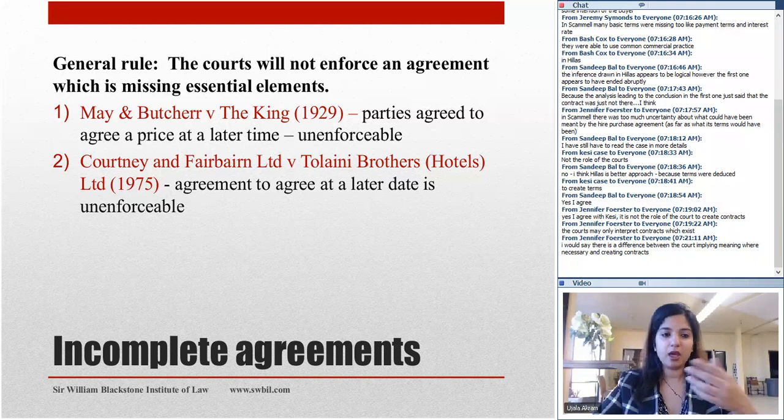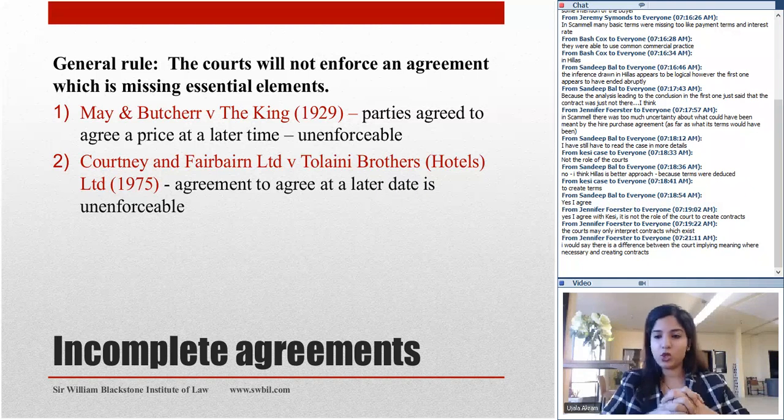The principle in May and Butcher versus the King that we just discussed is that an agreement to agree is unenforceable, and it was reaffirmed by Lord Denning in the next case that you see on the slide, which is Courtney and Fairbairn Limited versus Tolaney Brothers. Here the parties agreed to negotiate fair and reasonable contract sums to pay for the construction work to be done. The construction contract was incomplete and void for uncertainty because the price was to be agreed between the parties at a later date. So this case has the same kind of facts as May and Butcher. Again, the parties had an agreement to agree at a later date.